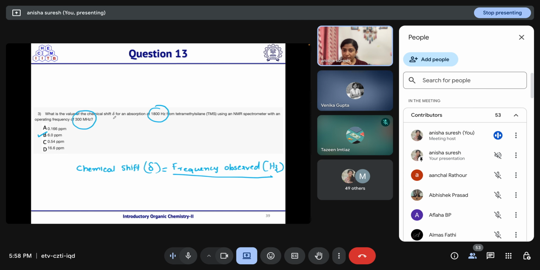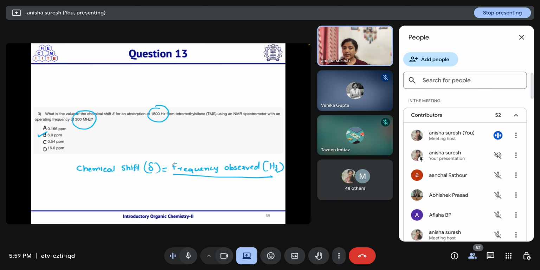What is the value of the chemical shift delta for an absorption at 1800 Hertz from TMS using an NMR spectrometer with operating frequency of 300 megahertz? Oh, right. Sorry. It is not for TMS. Got it, ma'am. With respect to TMS, they are considering.